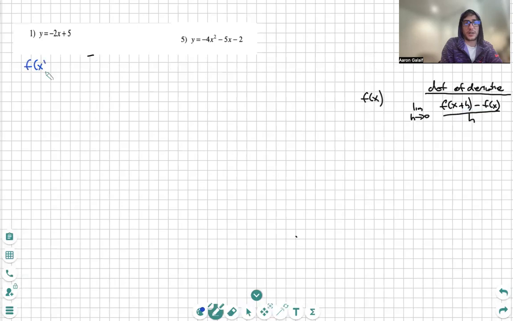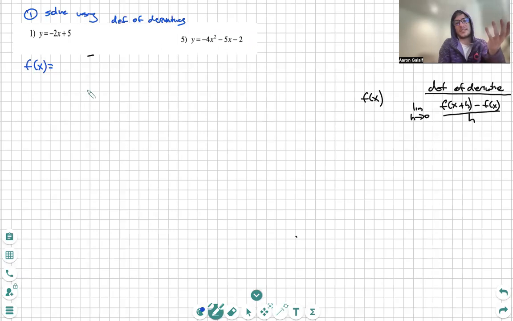First thing I need to do, because the directions are to solve using the definition of derivatives, right? So that means I need to find an f of x. F of x is easy. It is what I'm told. Negative 2x plus 5. Easy.